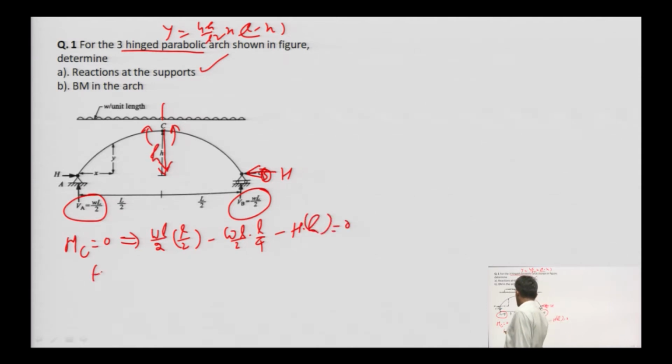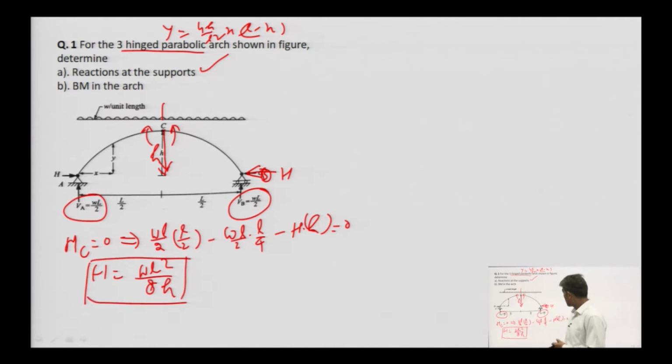So, capital H is equal to WL square by 8, divided by h. So, this is the value of horizontal thrust. This is the value of horizontal thrust H. H is equal to WL square by 8h.